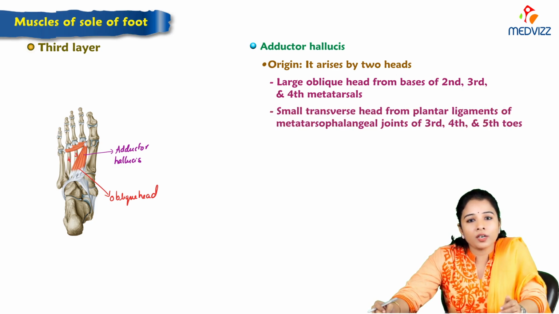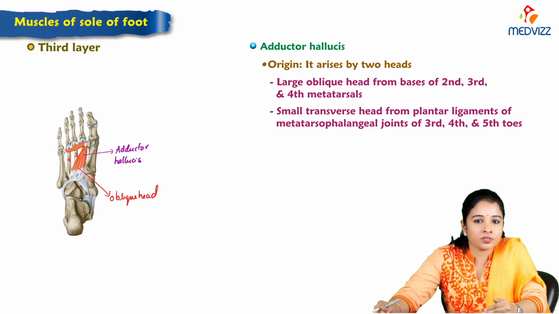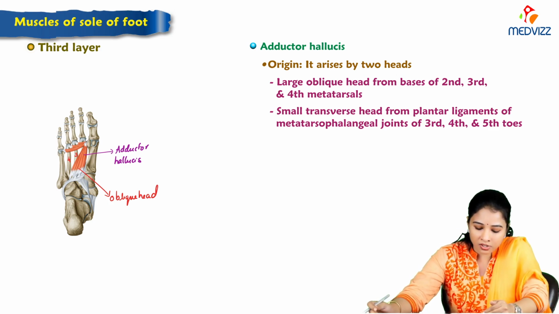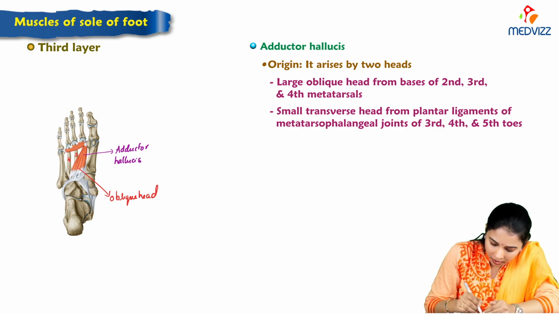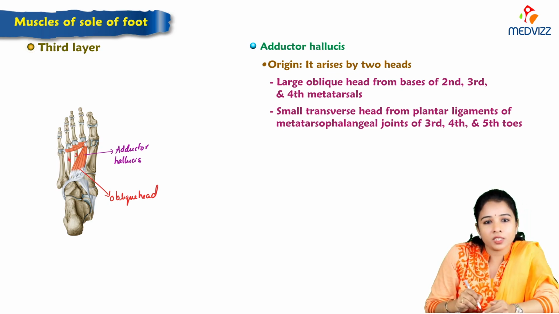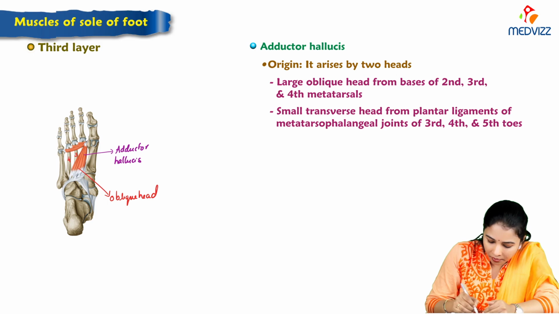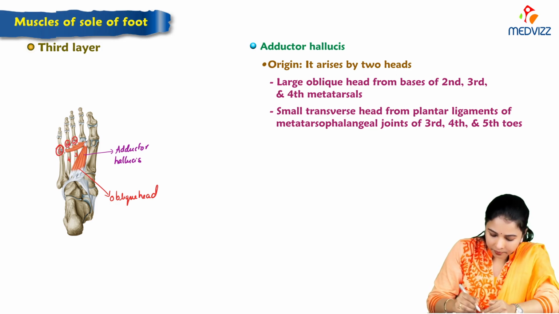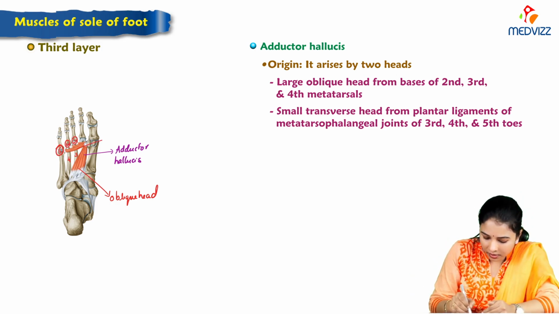And the small transverse head gets its origin from the plantar ligaments of the metatarsophalangeal joints. So here are the plantar ligaments of the metatarsophalangeal joints of the third, fourth and fifth toes. So this is the transverse head.